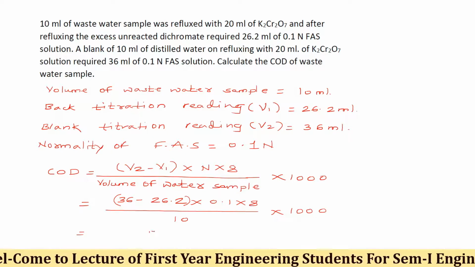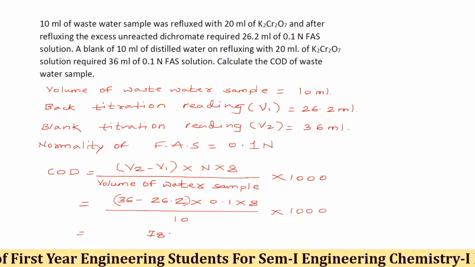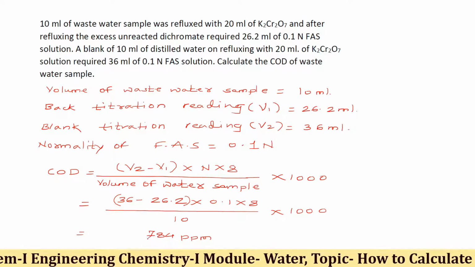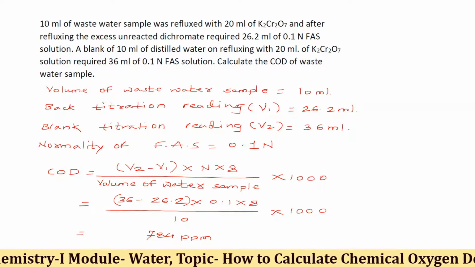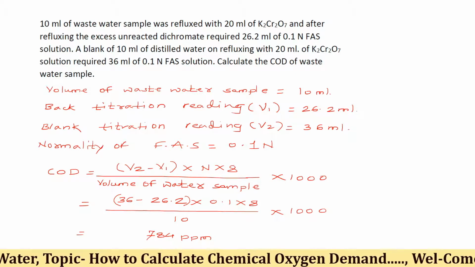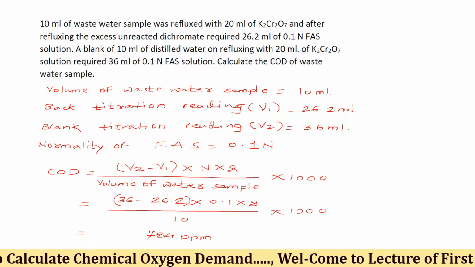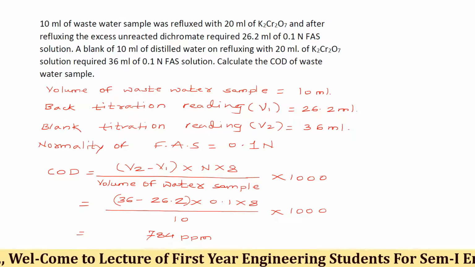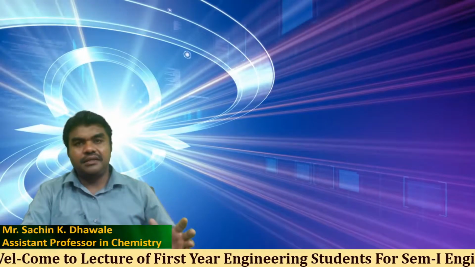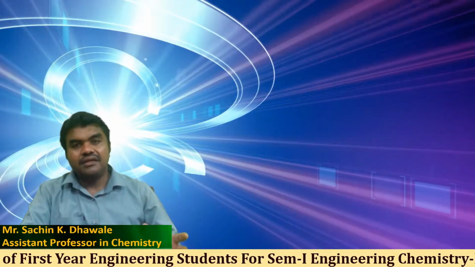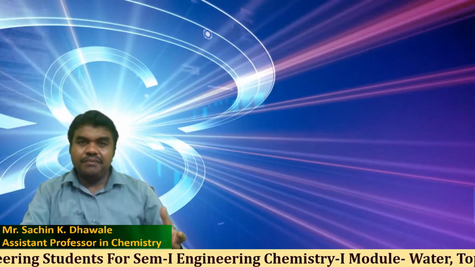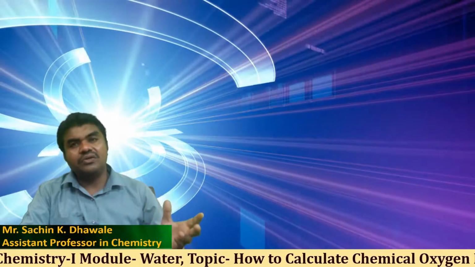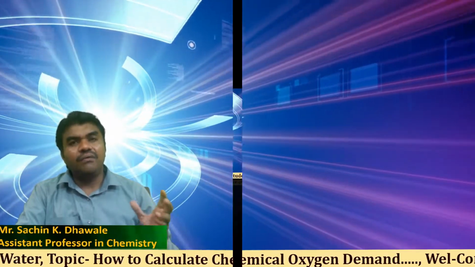So it is 784 parts per million. This is our answer. So by using this, we can easily calculate the chemical oxygen demand of any water sample. I think by using this method, you can solve the numericals in the easiest way. The numericals depend on the chemical oxygen demand of a water sample.